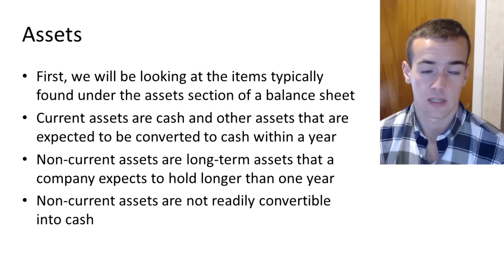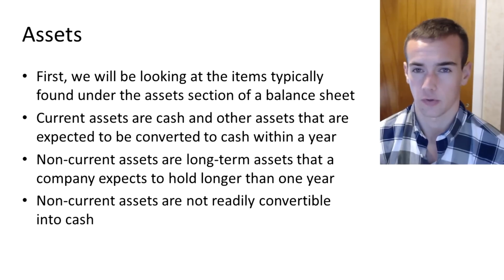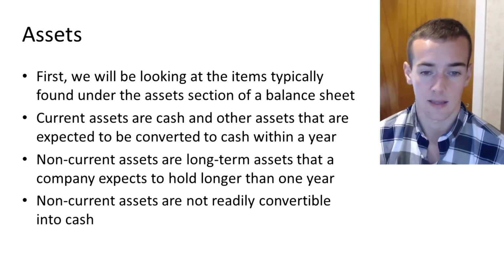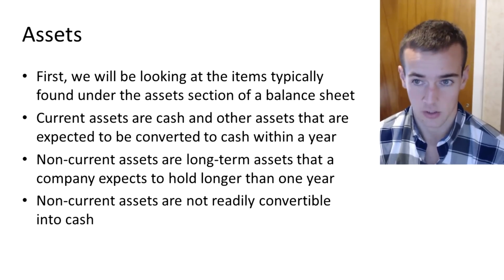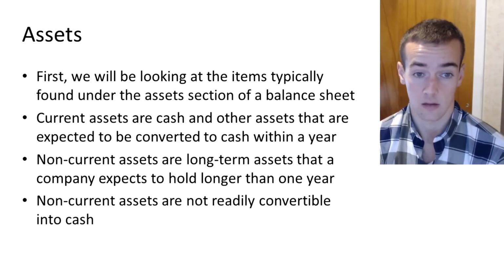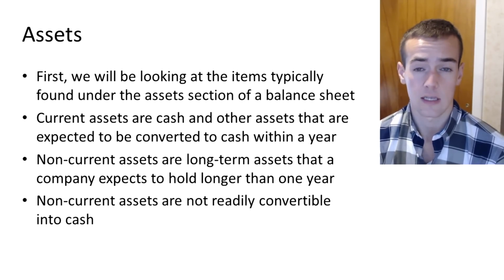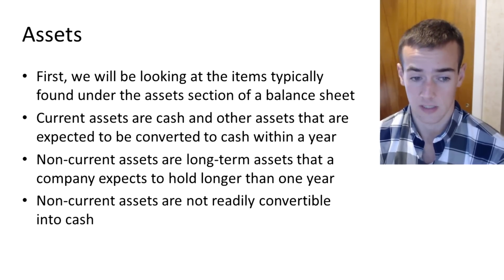Now, the difference really comes down to, again, think about asset liquidity. Non-current assets are not as liquid, and they're not readily convertible into cash. These are not things that you can just go out and sell in an easy way. They're not readily convertible into cash.